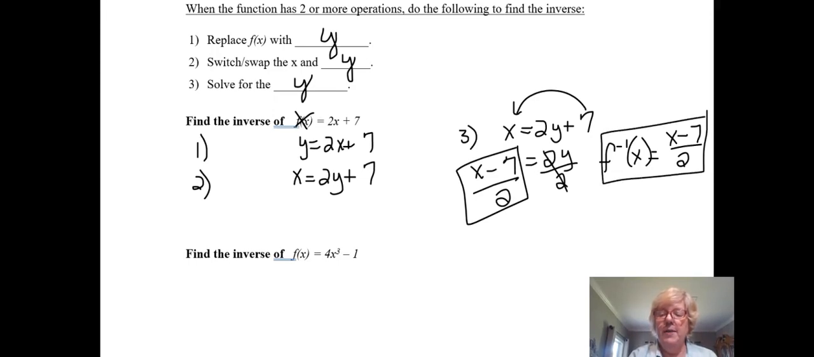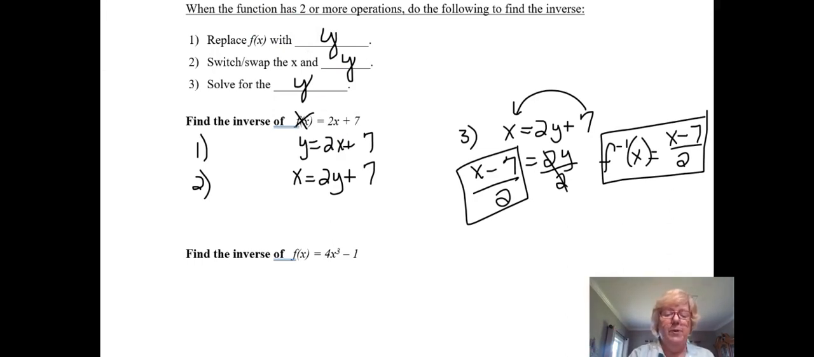Now if you examine that closely, notice our inverse has a -7. The original problem had a +7. Our inverse is divided by 2. Our original function was multiplied by 2. So again, you will see the symmetry of the opposite operations. Now let's look at one more example.